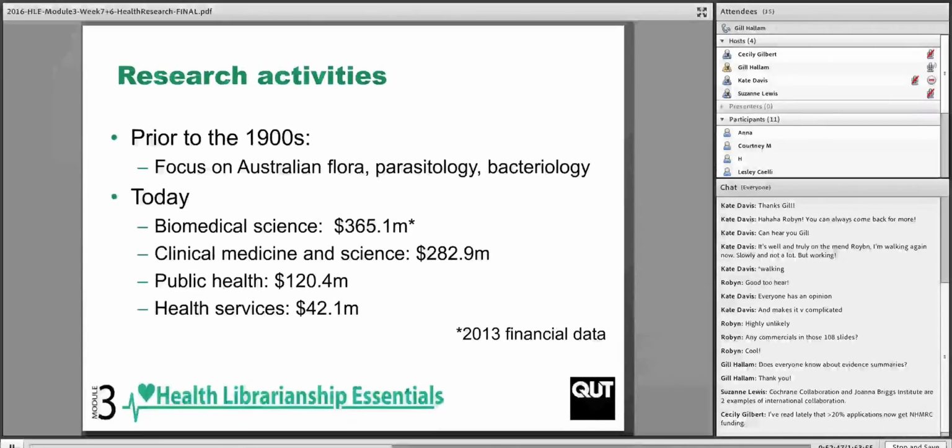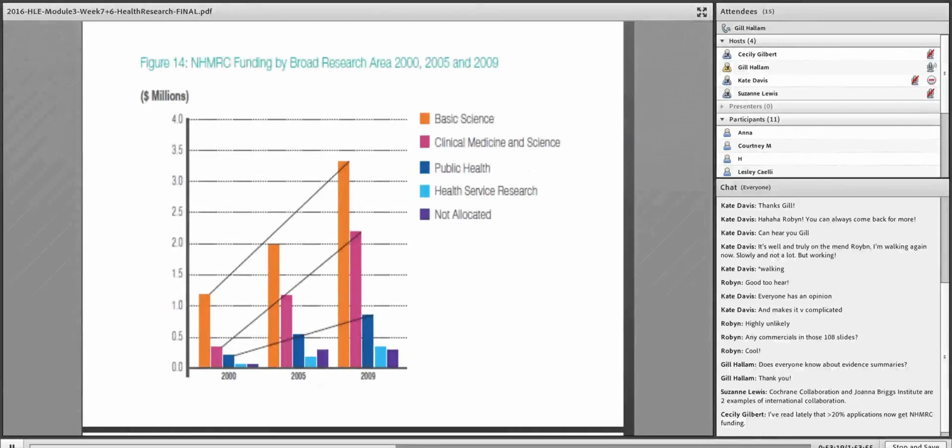There are a couple of slides here around what the priorities are and where they are going. How are the dollars divvied up across the different areas? In the health spend, biomedical science attracts around $365 million. That's $1 million a day. Then clinical medicine and science, and then public health and health services. That's graphically presenting how it looks and how it's changed over those 5-year periods.